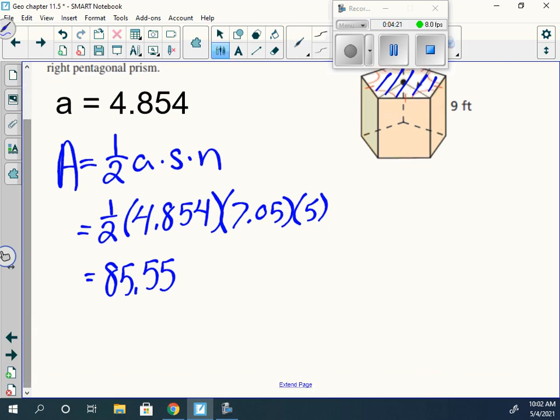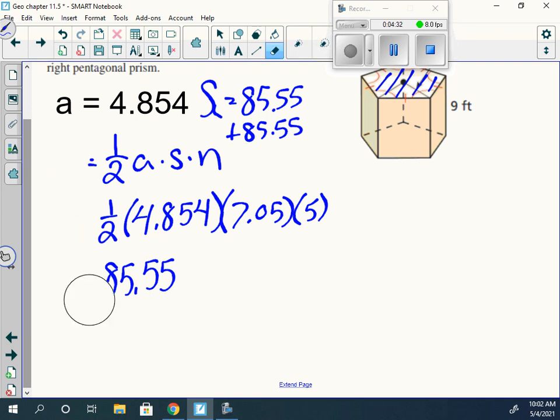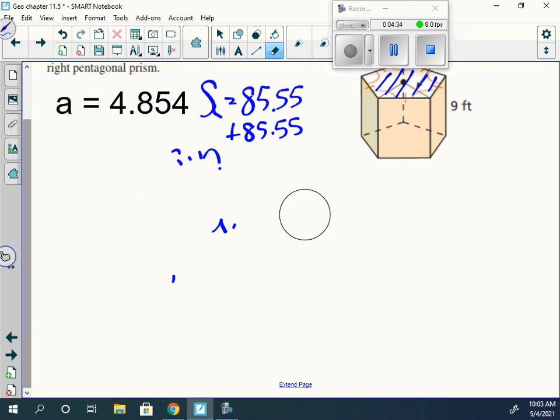for our overall surface area, we'll have 85.55, and we're going to add to it 85.55, because this is going to be part of the overall surface area. That gives us the top and bottom of this shape. And the last thing we need to find is the lateral faces. Any questions on how we found the surface area of the top and bottom?